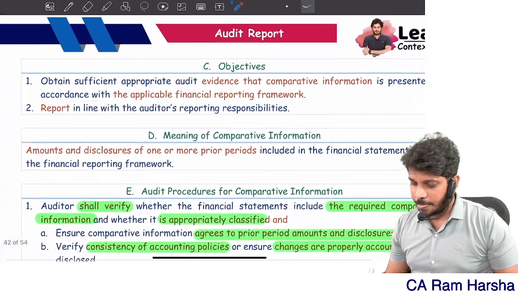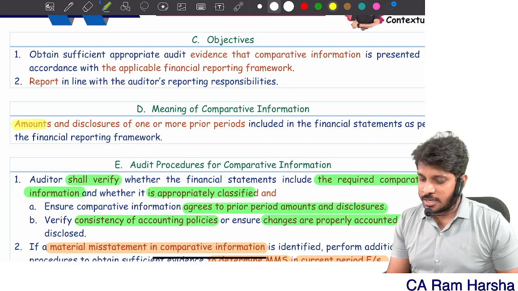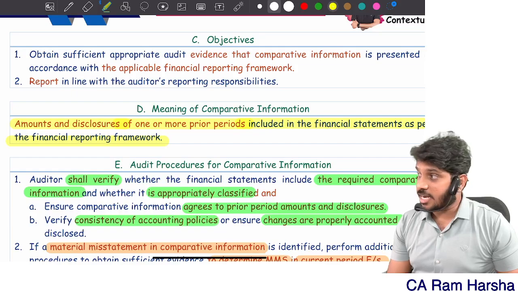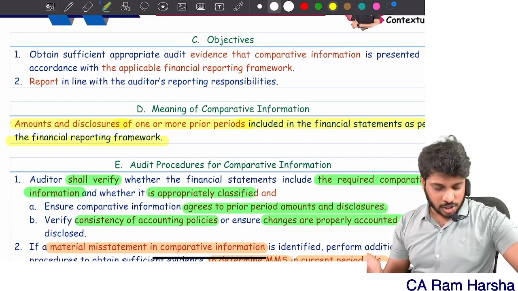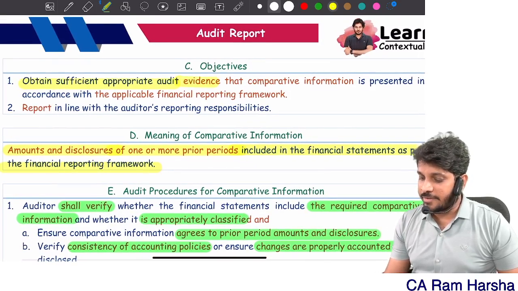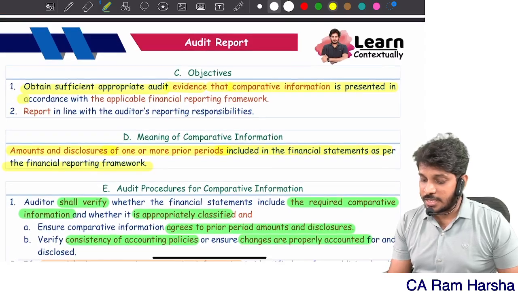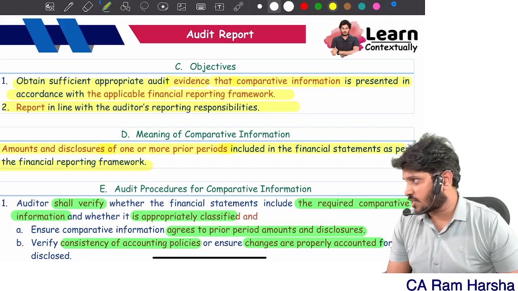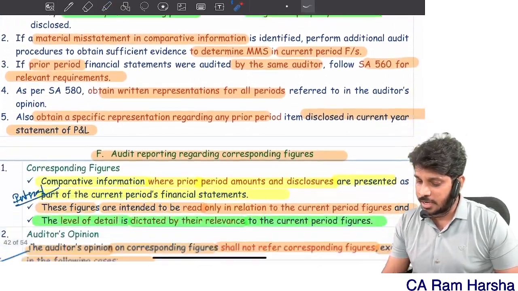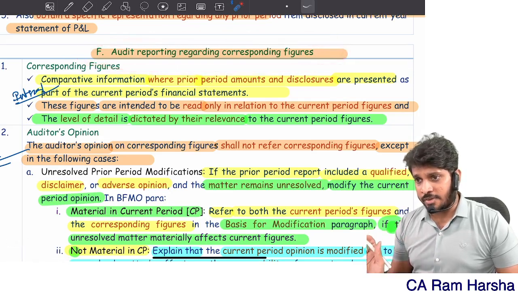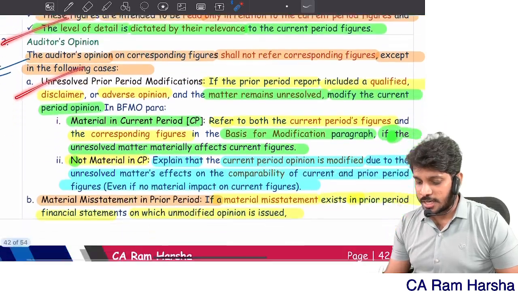Confident everybody? Now what is comparative information? Amounts and disclosures of one or more prior periods included in financial statements as per the applicable financial reporting framework. That's it. Objective: obtain sufficient appropriate evidence that comparative information is presented in accordance with the applicable financial reporting framework. Report in line with auditor reporting responsibilities. What is the audit reporting responsibility? Reporting for corresponding figures. Generally you don't report about corresponding figures, but in 4 circumstances you report. What are the circumstances we saw?